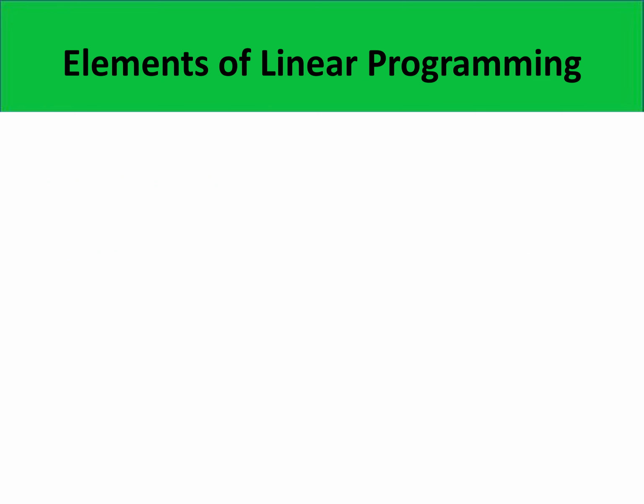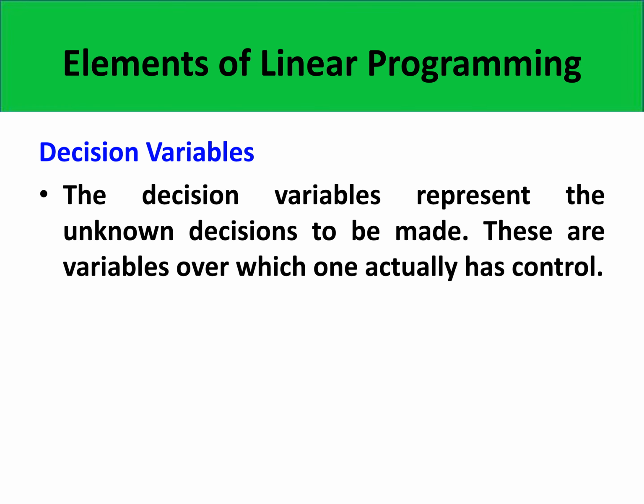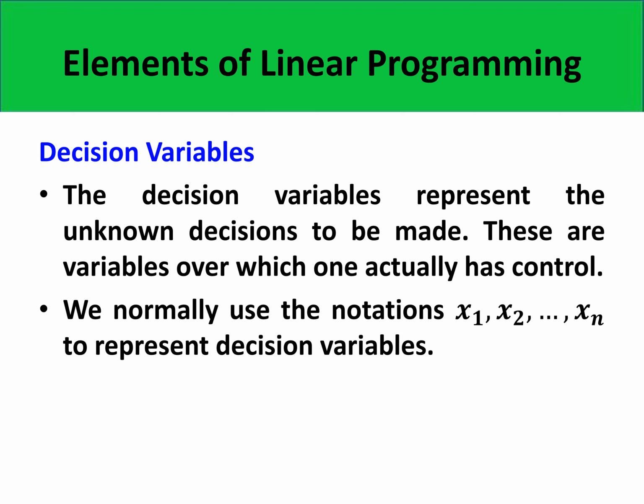To fully understand the basics of linear programming, we enumerate and briefly describe its elements. First, the decision variables. These represent the unknown decisions to be made. Most of the time, these variables pertain to product quantities to be produced over a period of time. We normally use x1 up to xn, but since this video covers only the two variable LP problems, then we shall use only x and y.